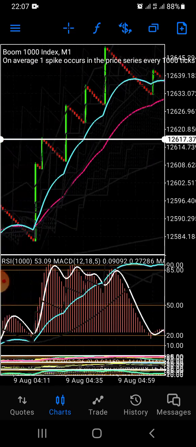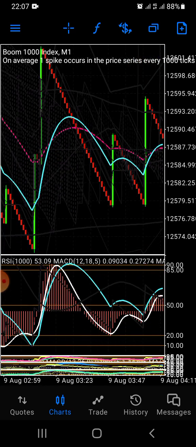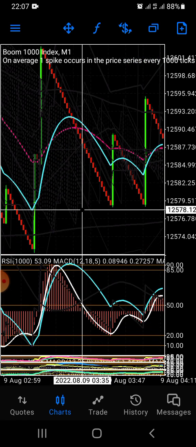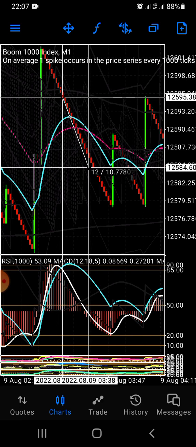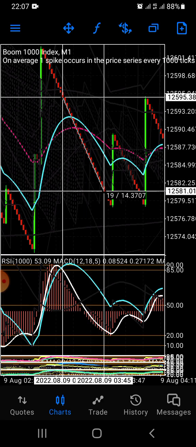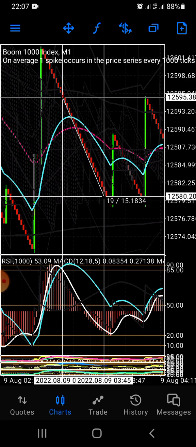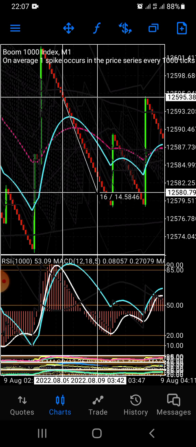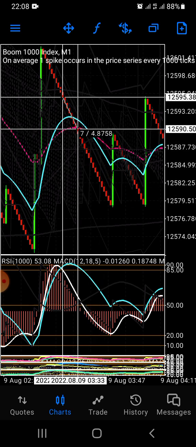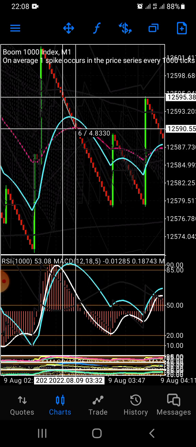Okay, we're looking for perfect crossovers. There's another crossover here. You enter your sell here and you exit somewhere around here just before the spike, about 19-20 candles. So if you're not greedy, 5, 6, 7 candles is more than enough for you.